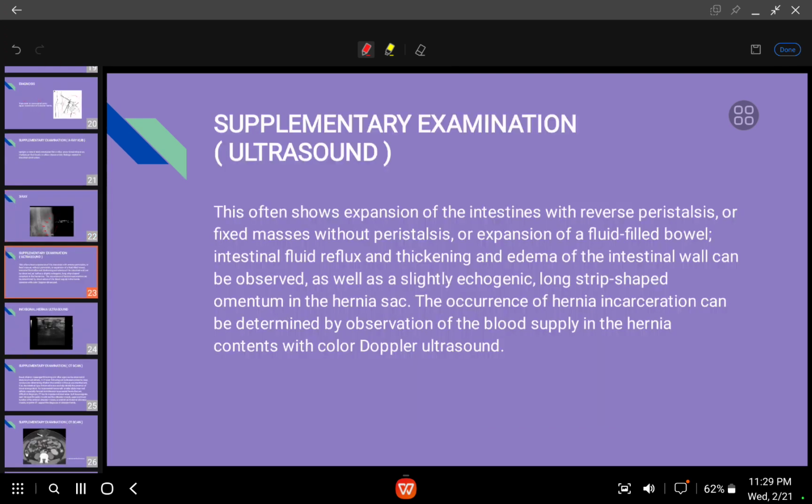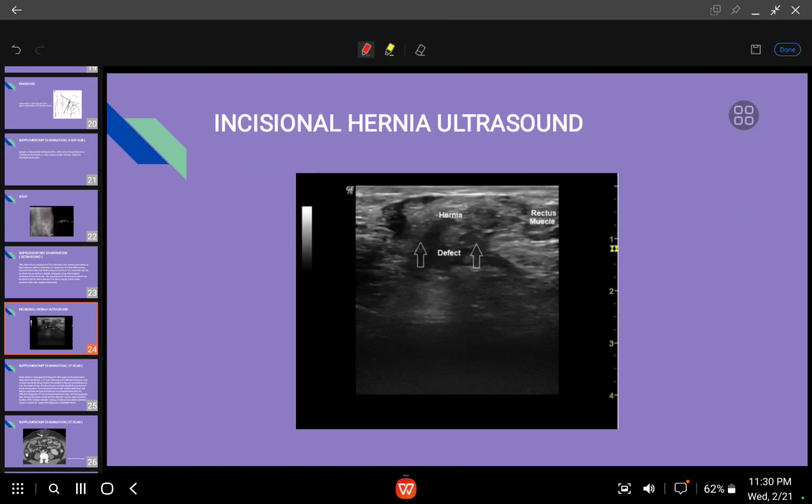So next is the ultrasound. This often shows expansion of the intestine with reverse peristalsis, or a fixed mass without peristalsis, or expansion of the fluid-filled bowel. Intestinal fluid reflux and thickening and edema of the intestinal wall can be observed, as well as the slightly echogenic long strip-shaped omentum in the hernia sac. The occurrence of hernia incarceration can be determined by observation of the blood supply in the hernia content with color Doppler ultrasound. So here you can see the defect in the incisional hernia ultrasound.